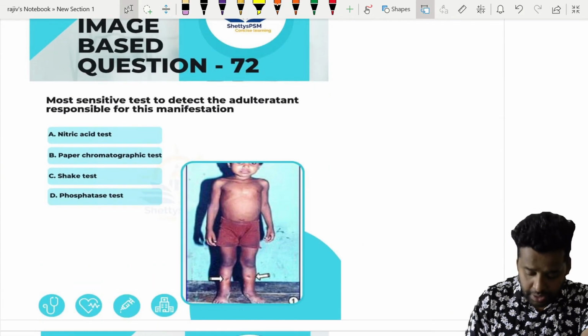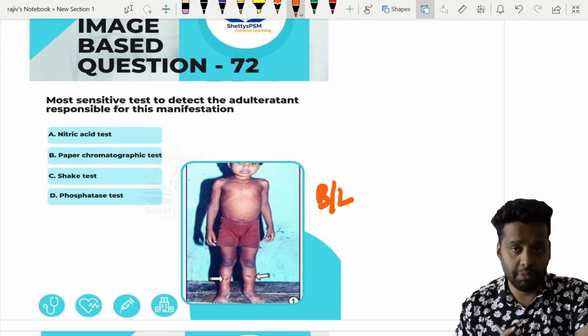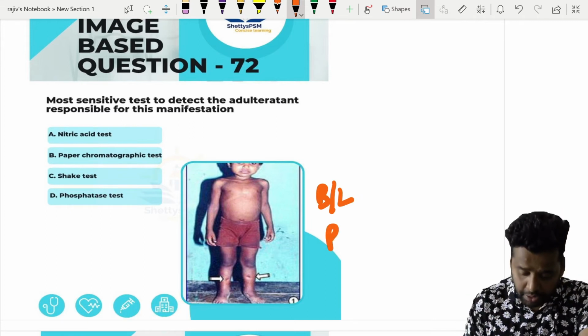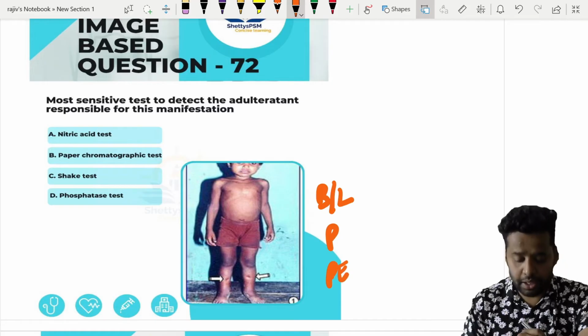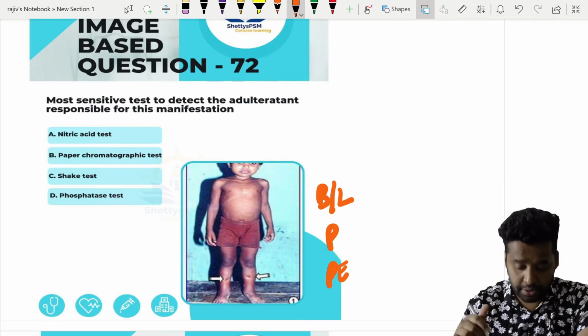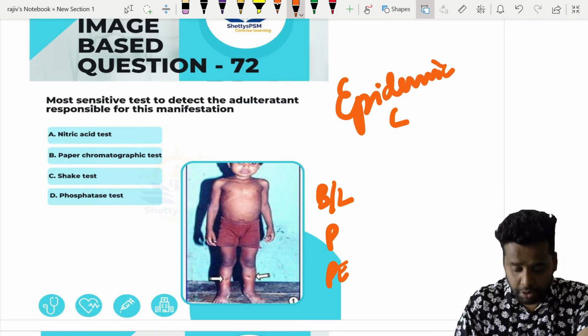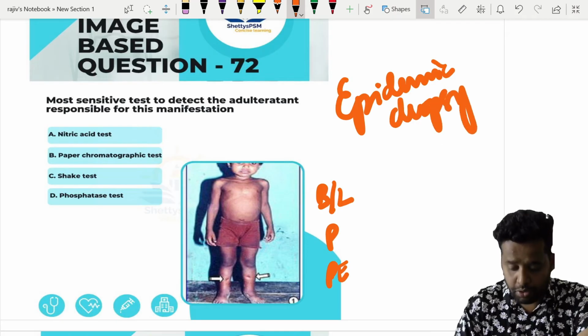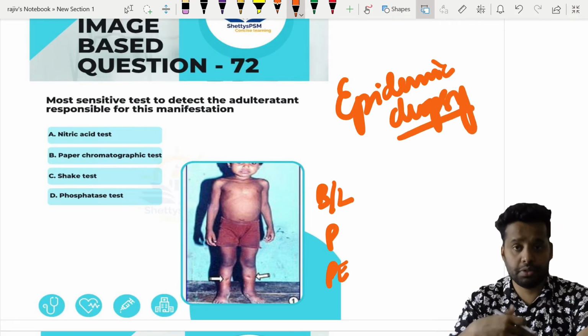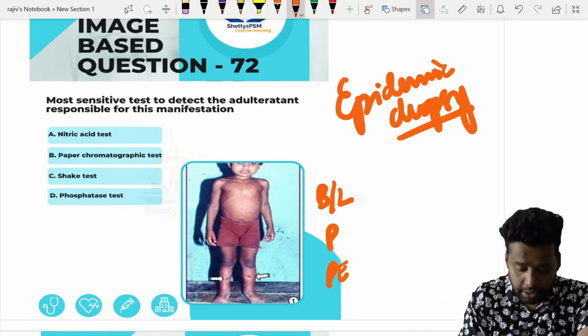See, this child is having bilateral pitting pedal edema. Bilateral pitting pedal edema, what you are seeing here. And this can be seen in which adult related disease? Epidemic dropsy. Epidemic dropsy is due to argemone oil which is mixed with mustard. Sarso ke sath, if I am adding argemone to mustard, that is the adult trend.